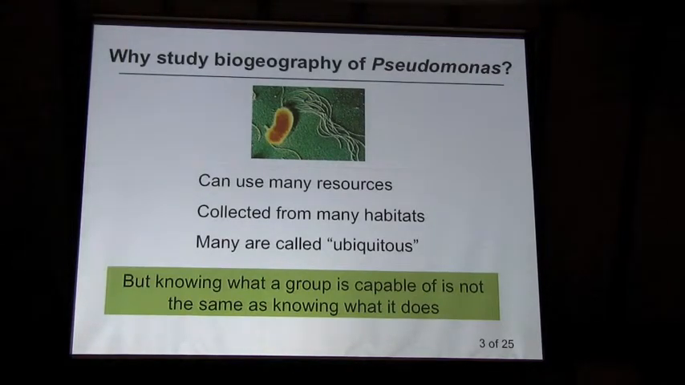So why Pseudomonas? Part of the backstory that I didn't intend to tell you is that it's partly a ploy to get first-generation college students who think they're not interested in ecology, interested in ecology, because they're interested in Pseudomonas aeruginosa. But the other reason is because it's really well-suited for the kinds of questions that I want to answer, because Pseudomonas use a broad range of resources in the lab, and the microbiology community has strains of all kinds of Pseudomonas species from all over the place, and they're called ubiquitous. As an ecologist, when I hear ubiquitous, I stop because it makes me curious. What we know a group is capable of is not the same as knowing what it actually is doing, and that's what I'm going to talk about today.